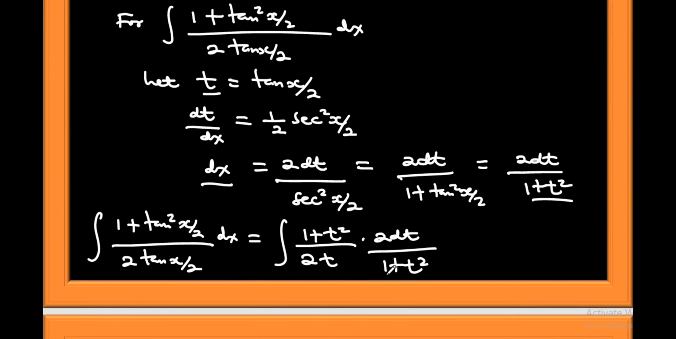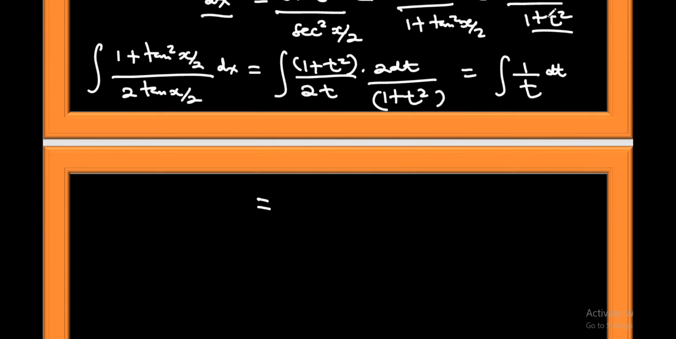When you look at this carefully, 1 plus t squared can cancel with 1 plus t squared, and the 2 can cancel. So we just remain with integral of 1 over t. And when you integrate 1 over t, you definitely get natural logarithm of t plus a constant. But then remember, we had already said t is tan x/2. So the answer becomes natural log of tan x/2 plus our arbitrary constant of integration.